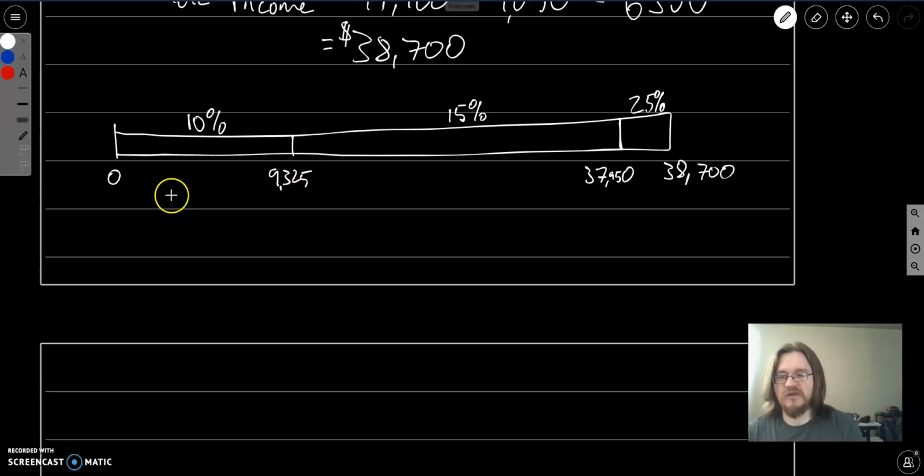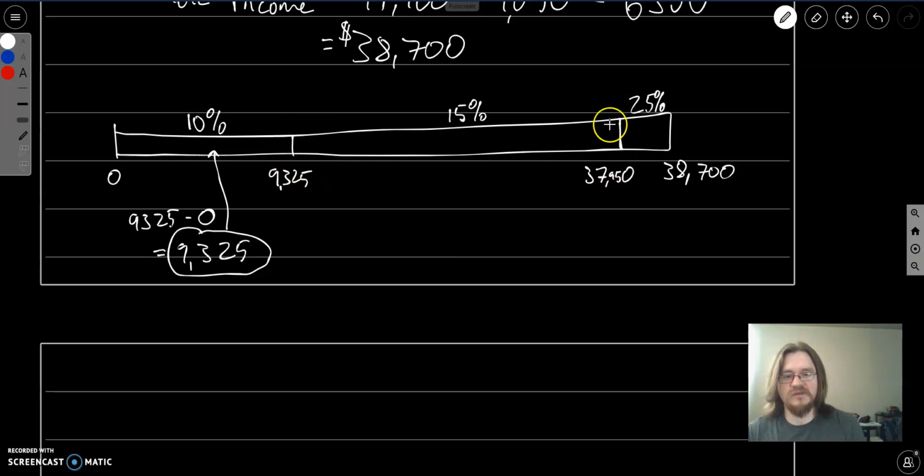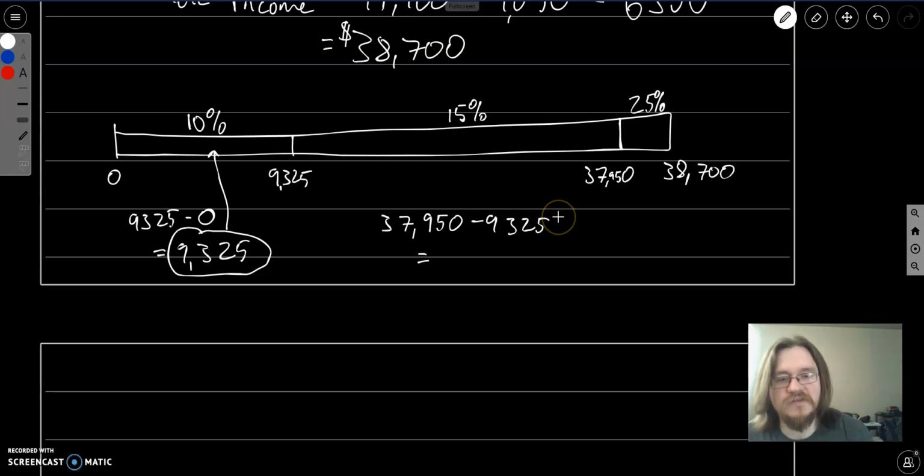Well, how much will be between 0 and 9,325? Well, we'll take 9,325 minus 0 to get 9,325. So this is how much money fits into this tax bracket. How much money is going to fit into the next tax bracket? Well, the upper end is going to be $37,950. The lower end is going to be 9,325. So how much fits in there?